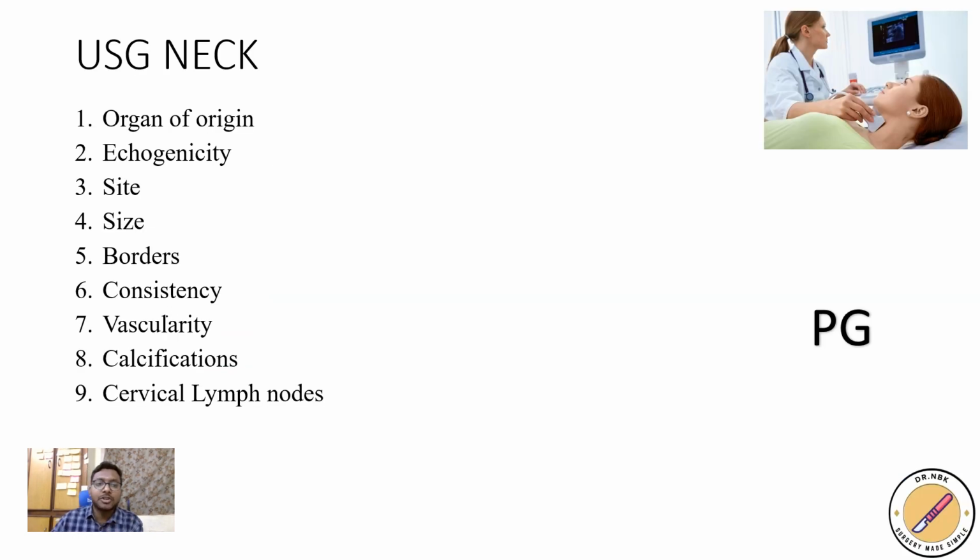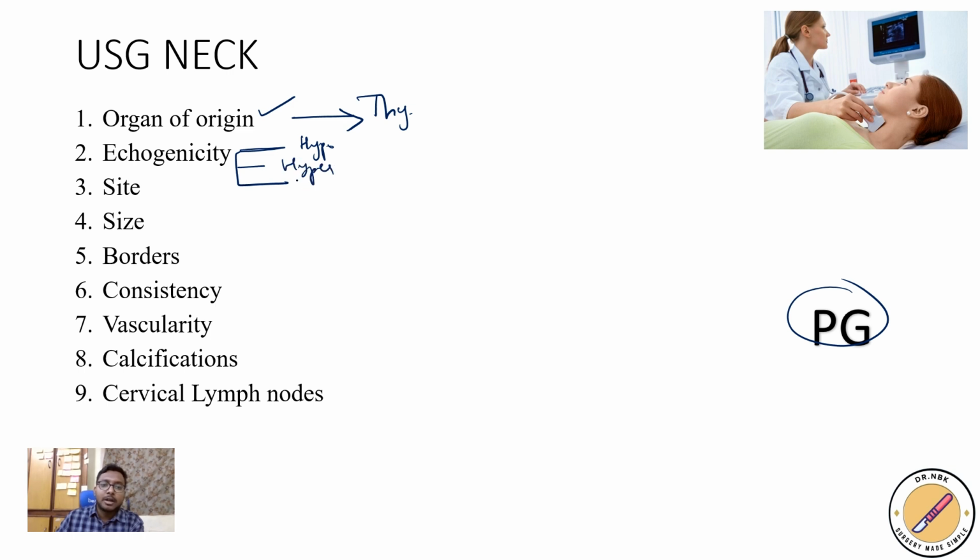So in high resolution ultrasound neck, what are all the points that you should look for? It is most important for PGs, that is an additional point. But for undergraduates also, there may be a question like what are all the basic things that you can check for. One is organ of origin, whether it is really thyroid gland or not. Then echogenicity. I told you there are mainly 3 important types of echogenicity: hypo, hyper, then iso. It is more of a hypoechoic or something like a heteroechoic, that is more suggestive of malignancy.